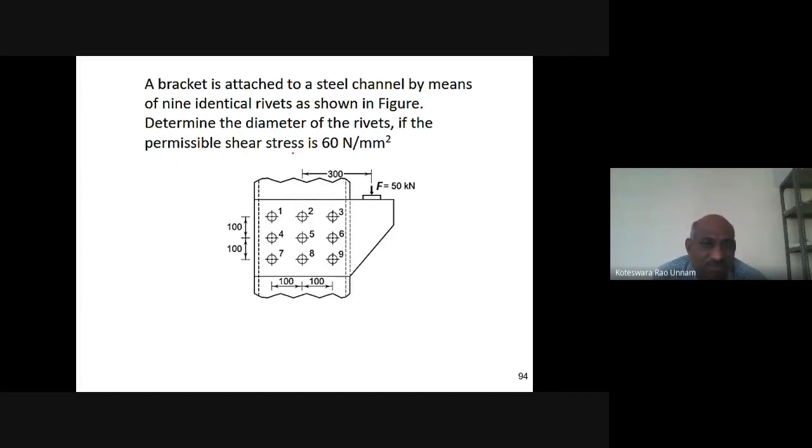This is also a similar problem. Nothing is different, but instead of 4 you have 9 rivets. That is the only thing. The approach and everything is the same. The bracket is attached to a steel channel by means of 9 identical rivets as shown in the figure. Determine the diameter of the rivets if the permissible shear stress is 16 Newton per mm square. That is the problem. He has given the diagram of the bracket and the dimensions also. The load is given as 50 kilonewtons, and the eccentricity is 300 mm. Here also, all the length dimensions are in mm. By taking that, you can solve this problem also.